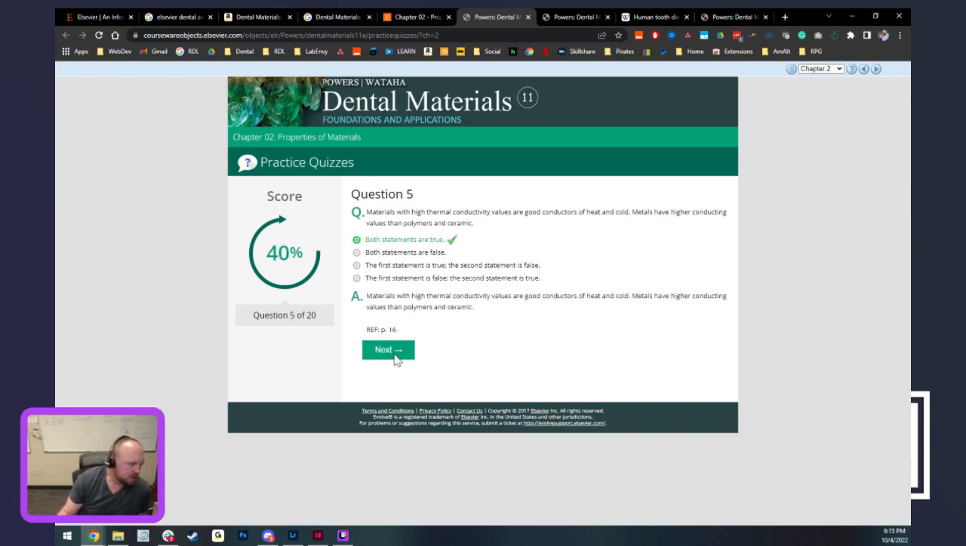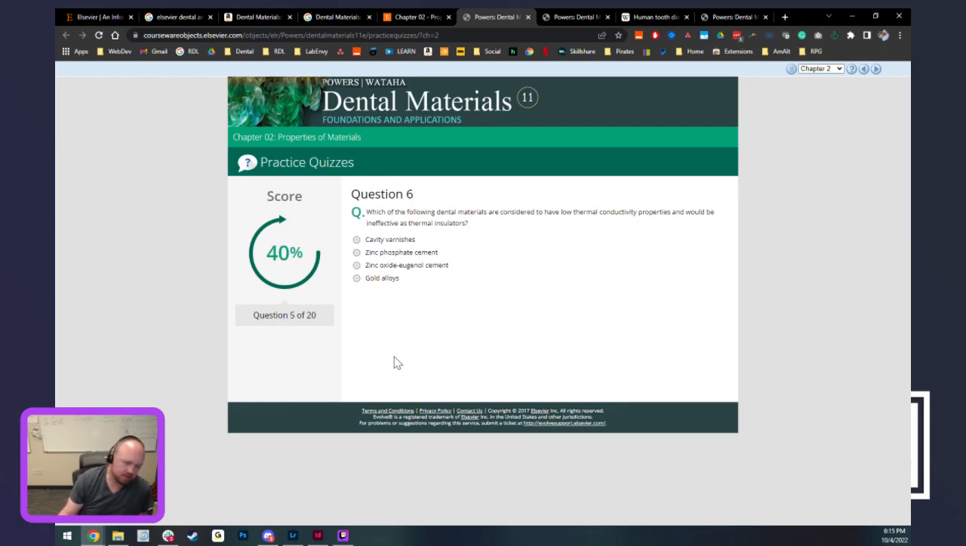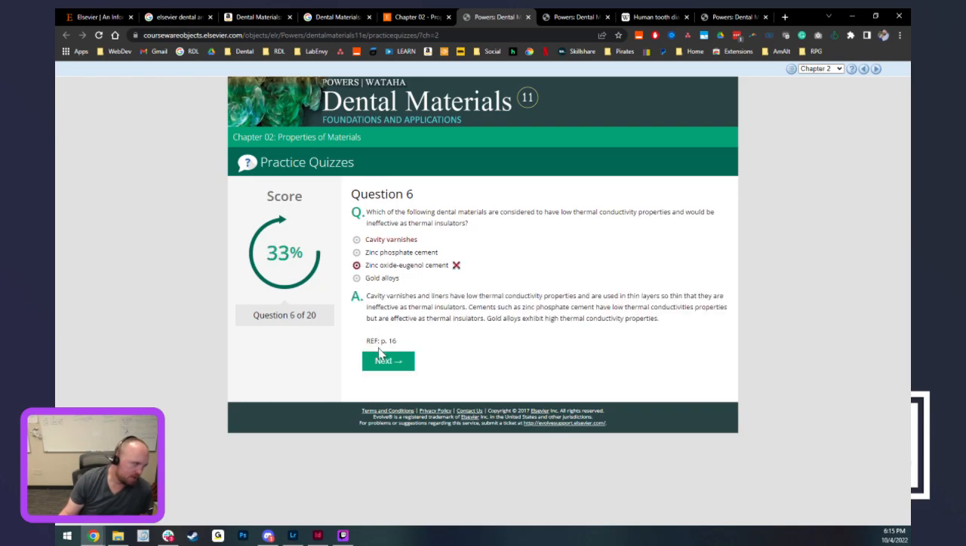Which of the following dental materials are considered to have low thermal conductivity properties and would be ineffective as thermal insulators? Low thermal conductivity, meaning they don't transfer heat, and they would be ineffective as thermal insulators. We're going to go with this one. Nope. Cavity varnishes.